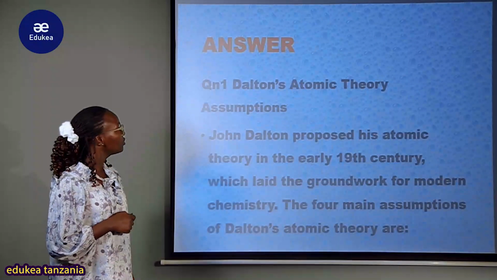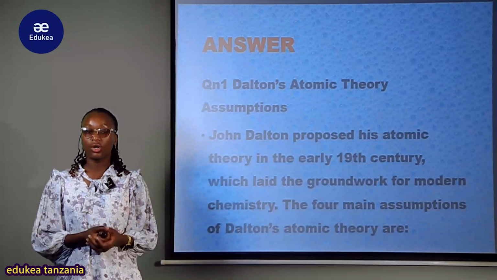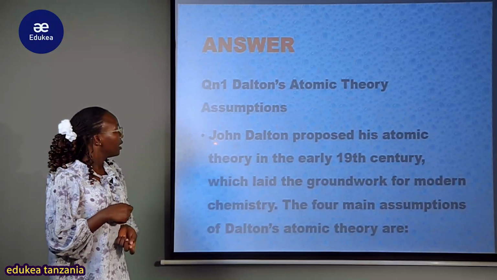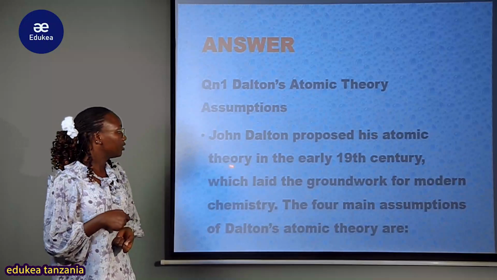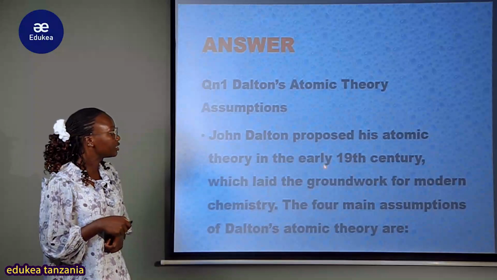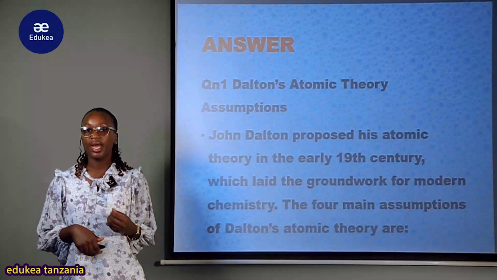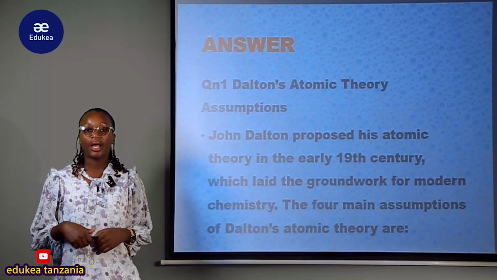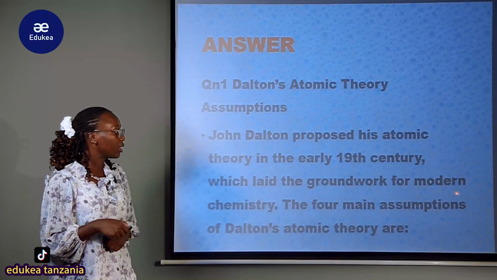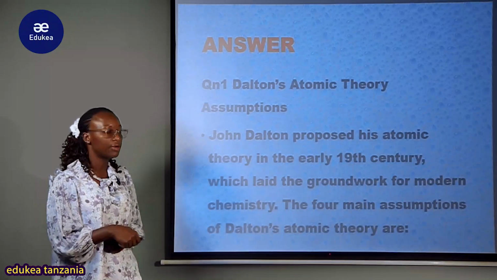Okay. In our answer part, let us start with question number 1. Question number 1 simply ilitaka to state or to write the 4 Dalton atomic theories. Simply, John Dalton proposed his atomic theory in the early 19th century. Kwamba katika kipindi hiki cha century ya 19 huyu John Dalton ndo alitoa idea yake kulingana na atomic structure. Akapropose theory yake, which laid the groundwork for modern chemistry. The 4 main assumptions of Dalton atomic theory are as follows.